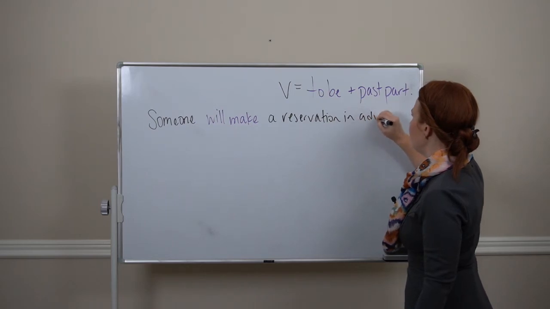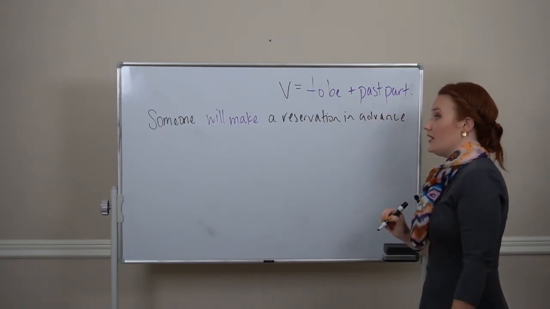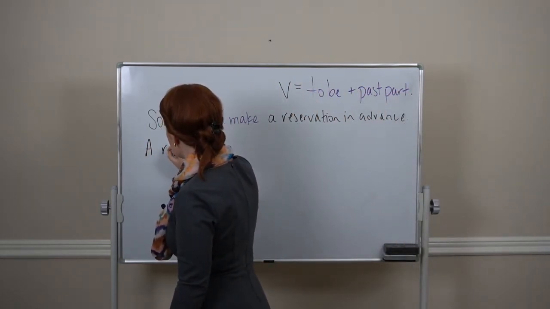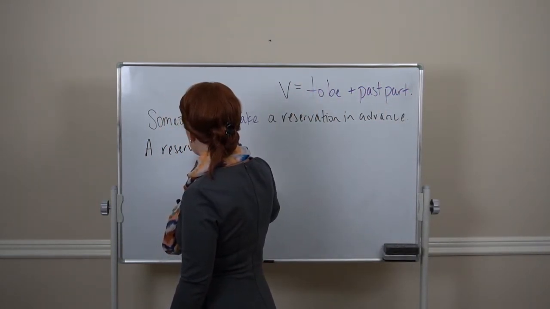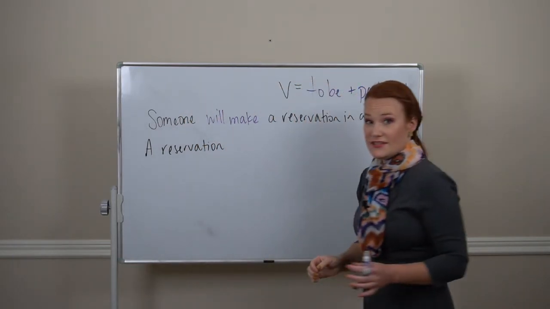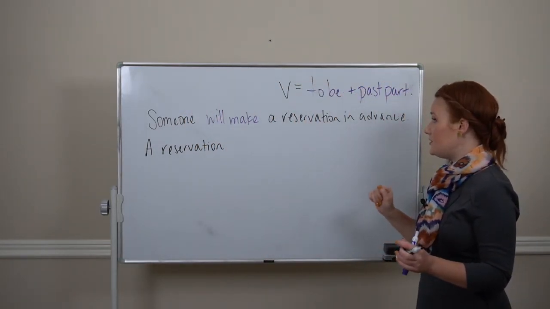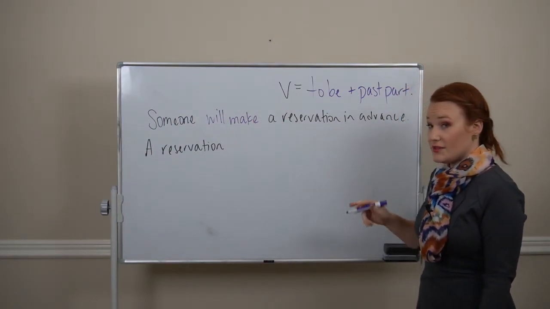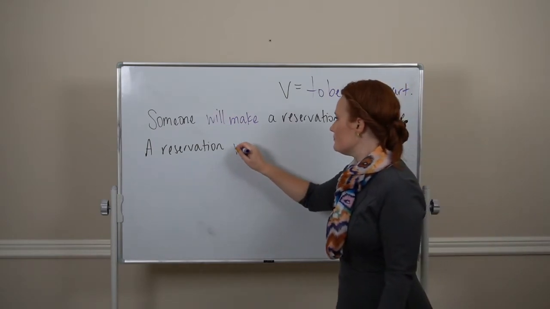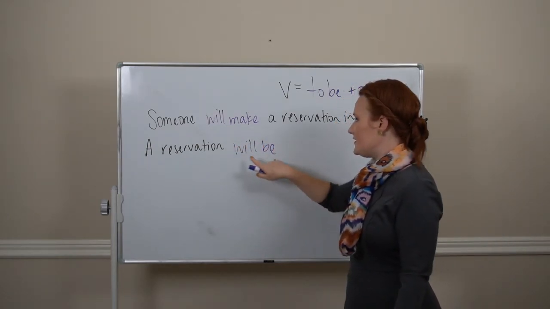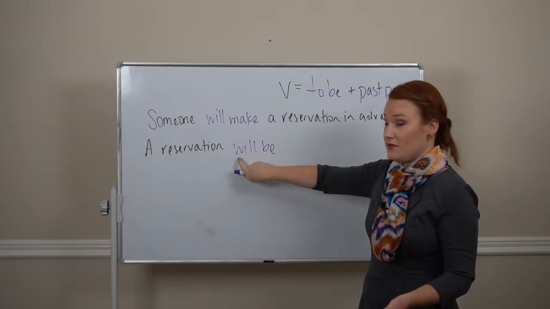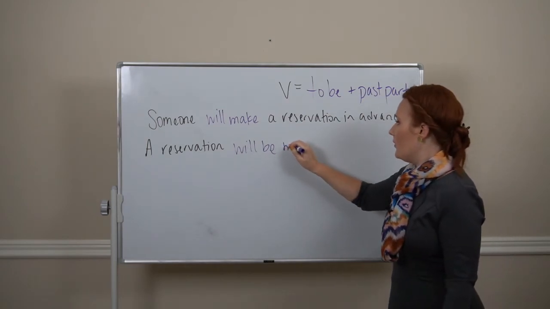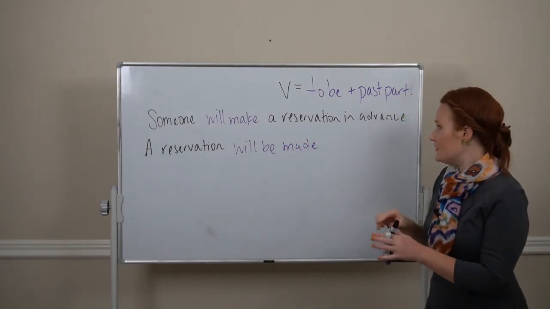In advance. All right, so reservation goes to the beginning. Then we want the simple future form of to be. So simple future is will plus our base form, so will be. This is the future simple form of to be, will be, plus the past participle of our main verb, will be made in advance.